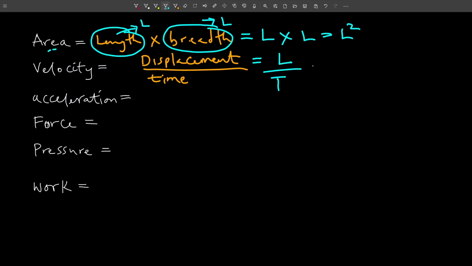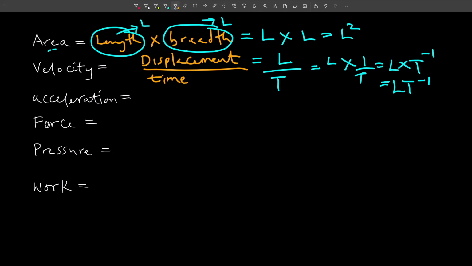Usually you write this in the form of indices. Let me just break it down. This is L times this T. I can write it as L times 1 over T, and don't forget, 1 over T is the same as T raised by minus 1. So the dimension for velocity will be LT raised by minus 1.